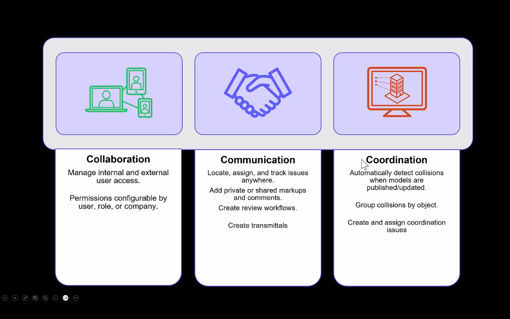Collaboration: we will be able to provide and manage access for all stakeholders using a platform that allows us to create projects with permissions configurable by user, role, or company. We also have clear and trackable communication. We can locate, assign, and track issues, add markups and comments, create review workflows, and generate and send transmittals. And also we will have coordinated information sharing. The information stored in Autodesk Docs can be integrated with Collaborate Pro to ensure that models are fully coordinated and that information is properly shared across disciplines.